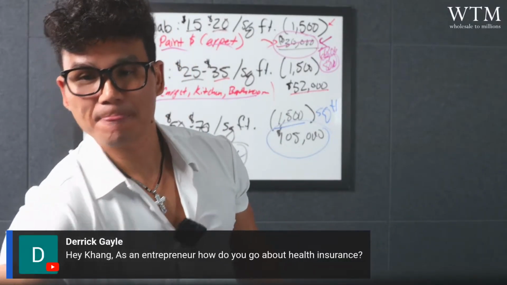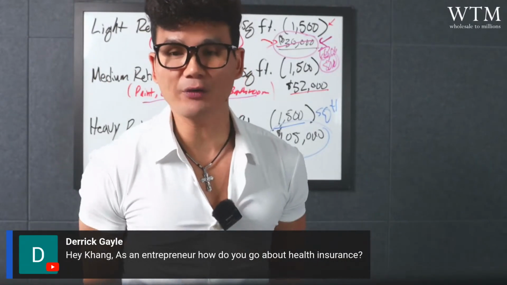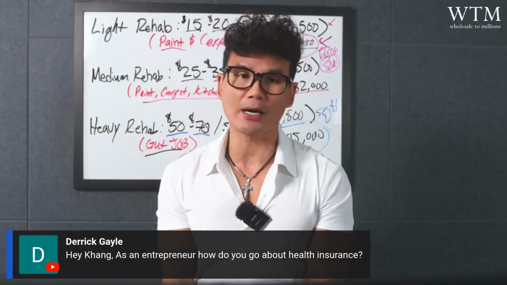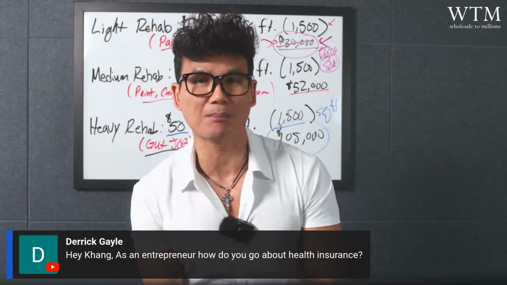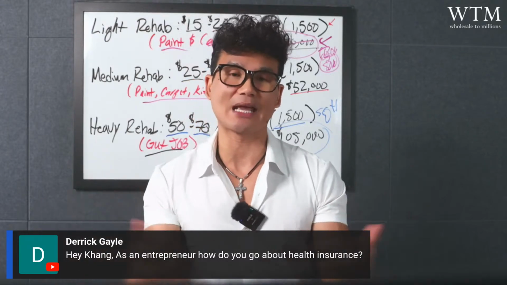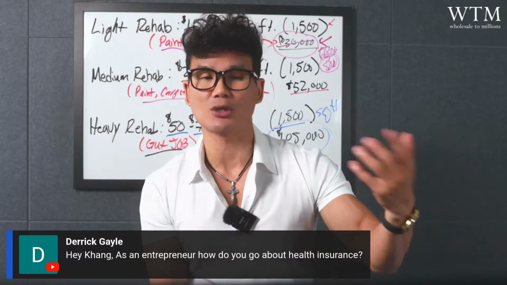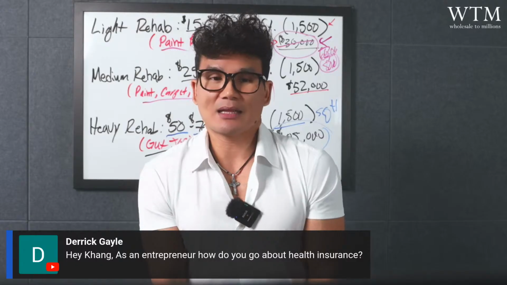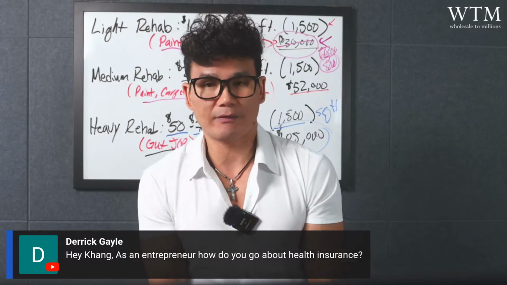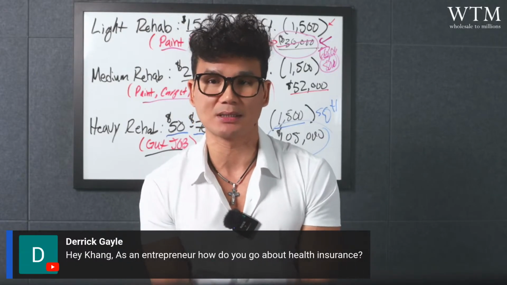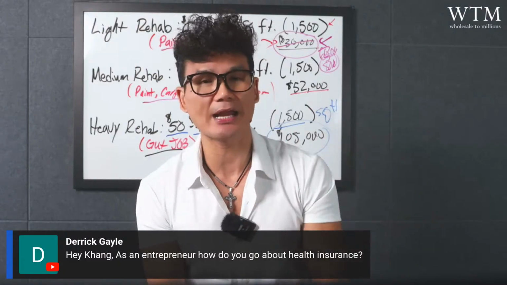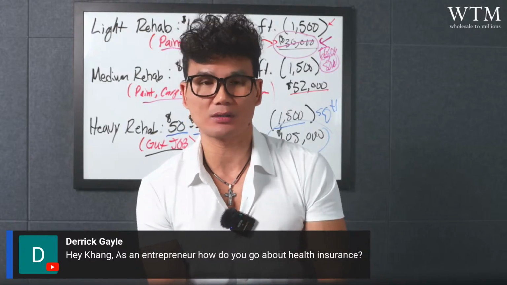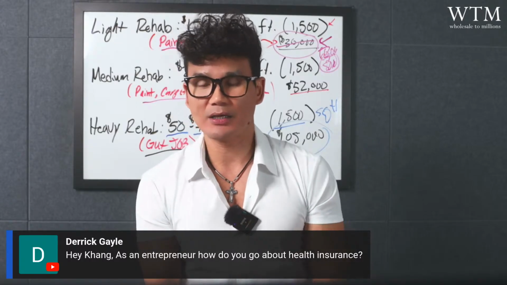Derek said, hey Kong, as an entrepreneur, how do you go about health insurance? For health insurance, Derek, I think it costs Lon and me about $1,000 a month to get our own insurance. I think it could be cheaper, so $500 for each one of us. That's just something that comes along with being an entrepreneur and building your own business, right? But it could be cheaper. I don't remember. I have to ask the wifey to verify that information. But if you're self-employed and you own your own business, then you've got to pay for your own insurance.